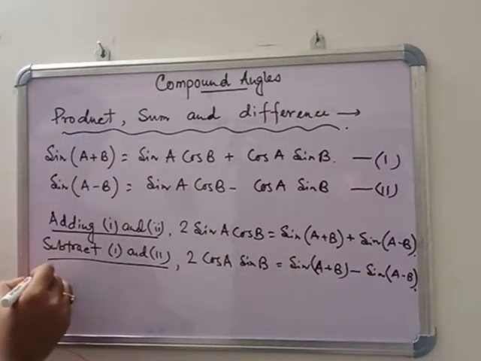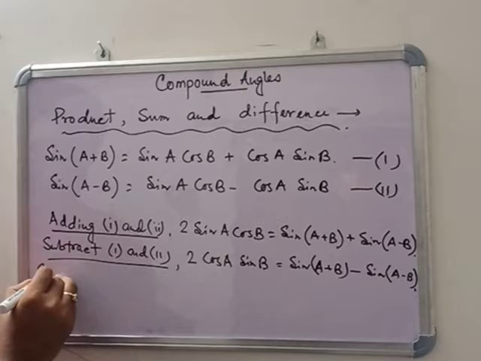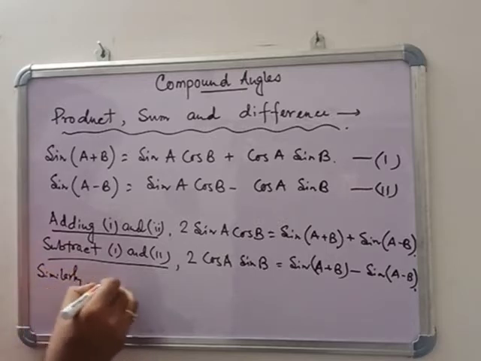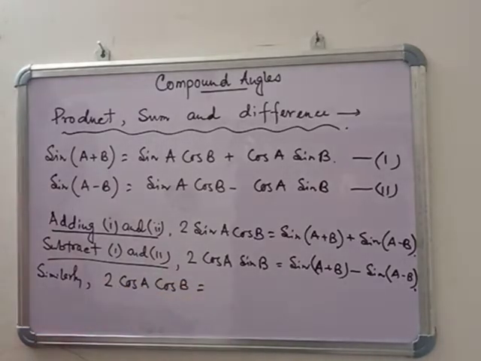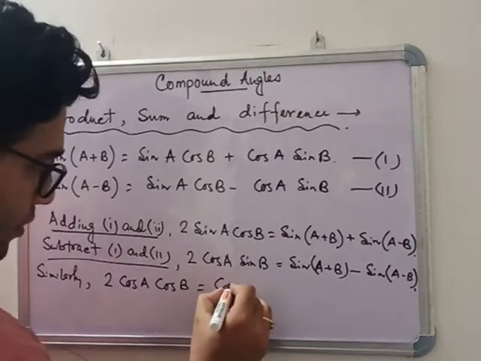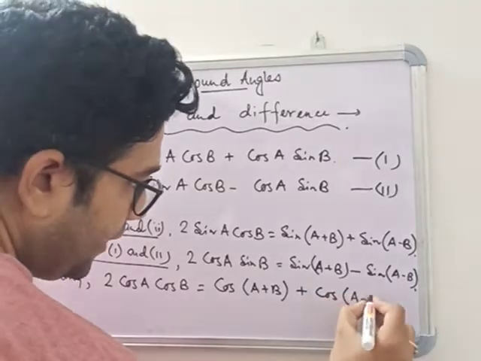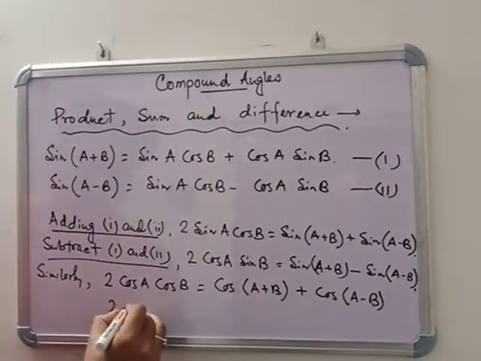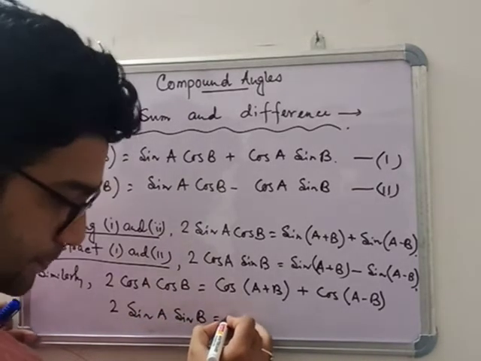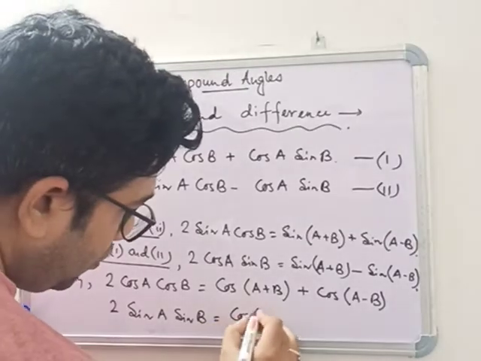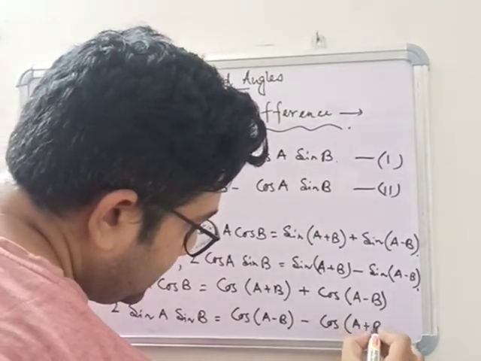Now similarly for the cos also, 2 cos a cos b equals cos of a plus b plus cos of a minus b, and 2 sin a sin b equals cos of a minus b minus cos of a plus b.